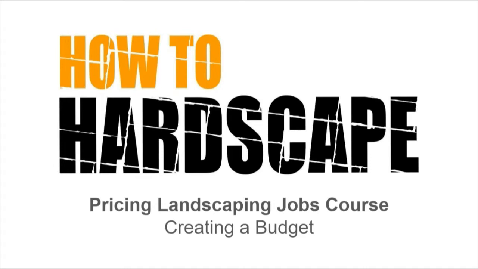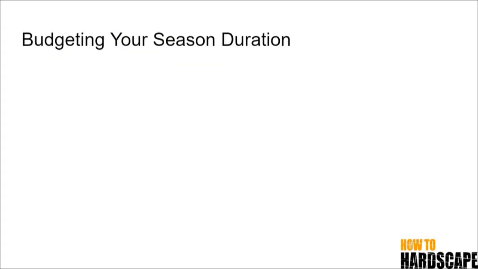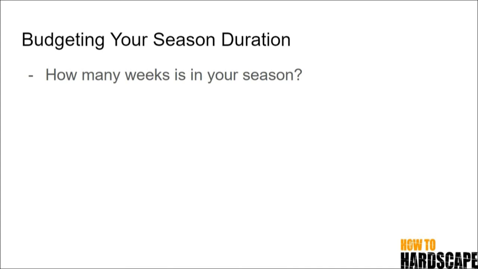Unit 2, creating a budget and everything that's going into your budget. Beginning at the very start of your season, you should be implementing a budget that's going to help you make sure that you are forecasting and including all the numbers into every quote that's going out. So when you're starting that, you need to think about the duration of your season. How many weeks is in your season? How many weeks are you working each season as a business and staying afloat?